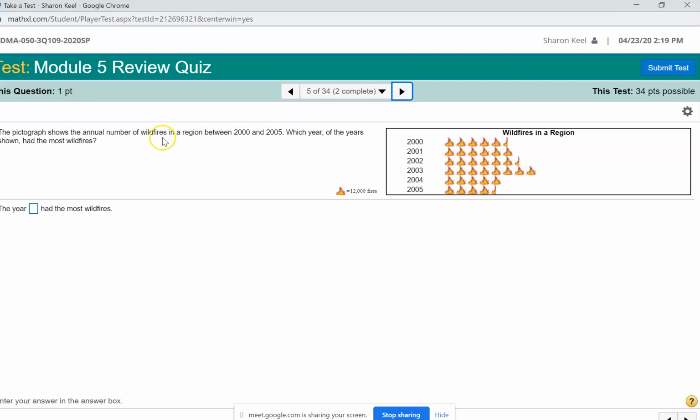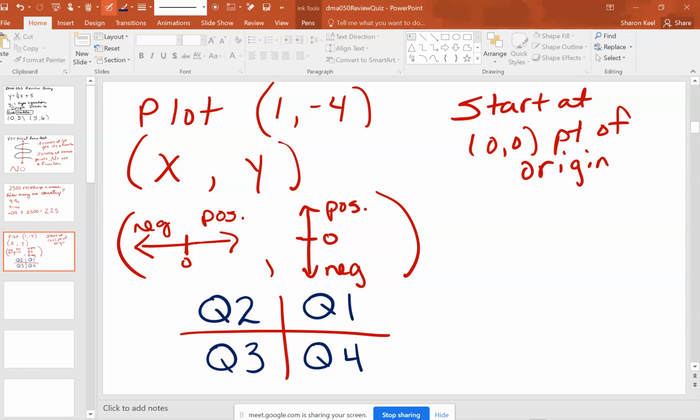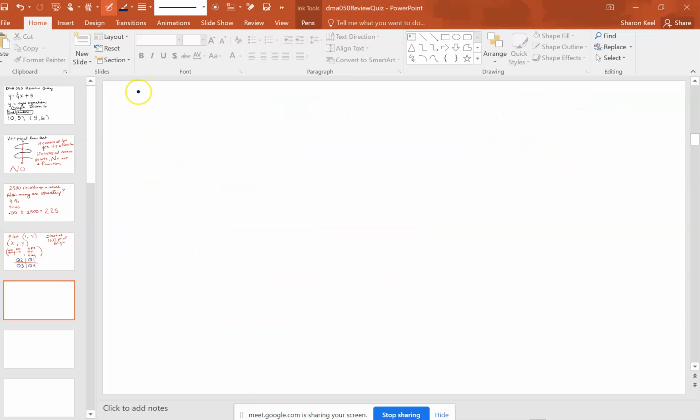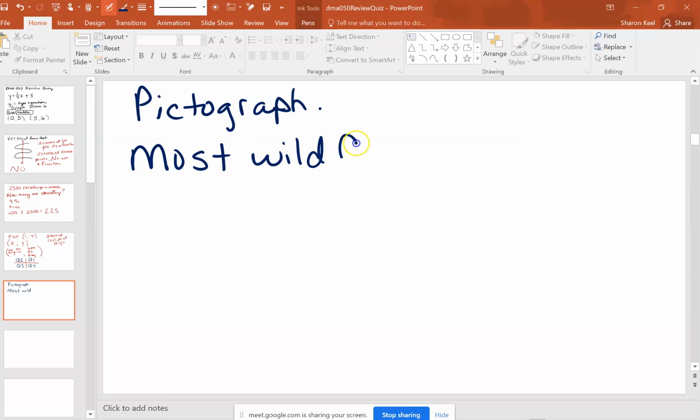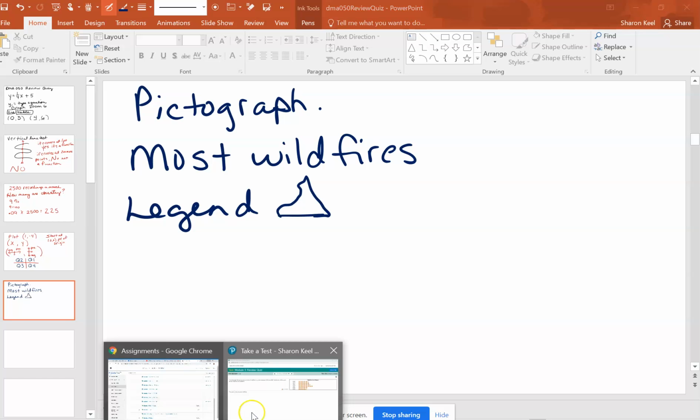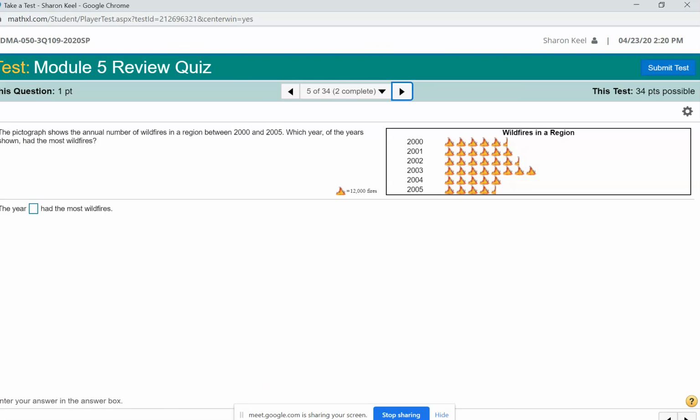The pictograph shows the number of wildfires in a region between 2000 and 2005. Which year of the years shown had the most wildfires? So for this, we have a pictograph, and we're looking for which had the most wildfires. You want to look at the legend and see how much each wildfire, and they use like a flame of some sort to represent it. And the flame represents 12,000 fires.